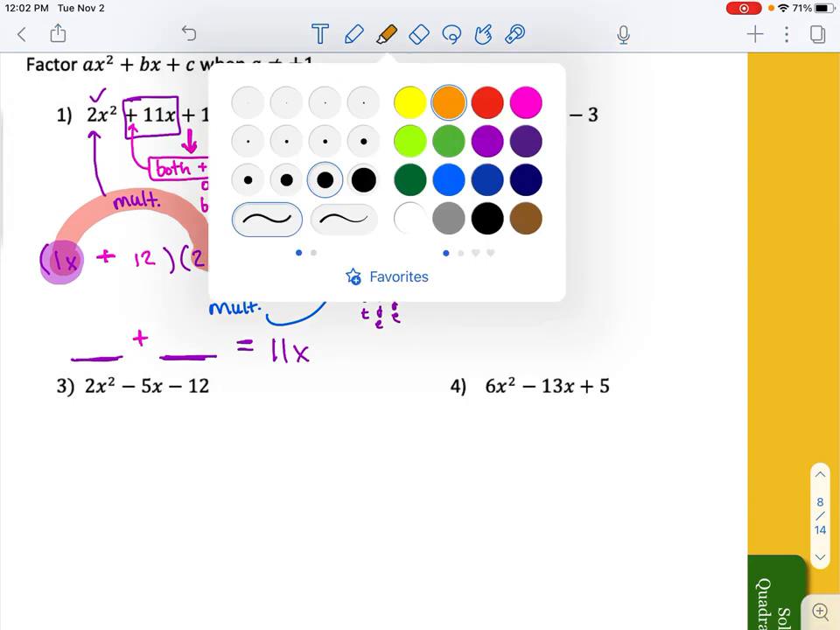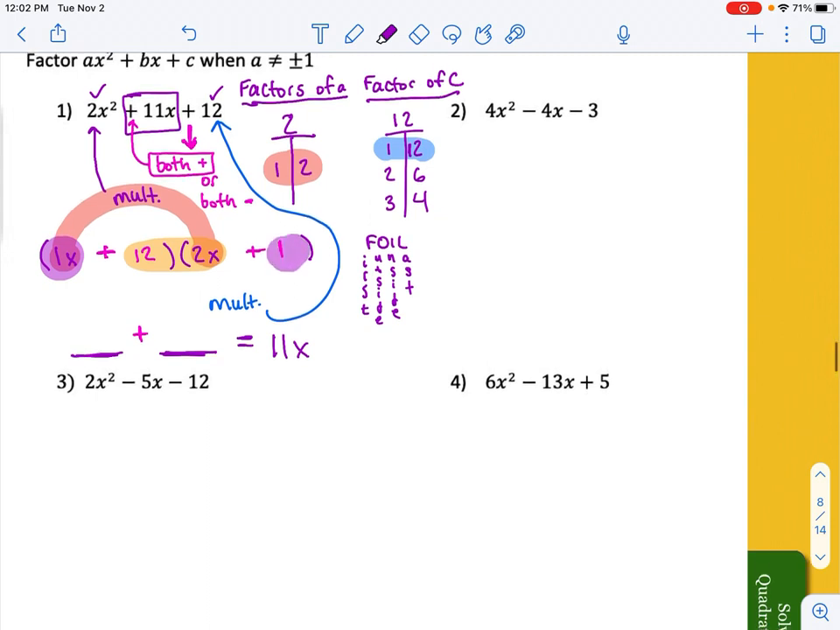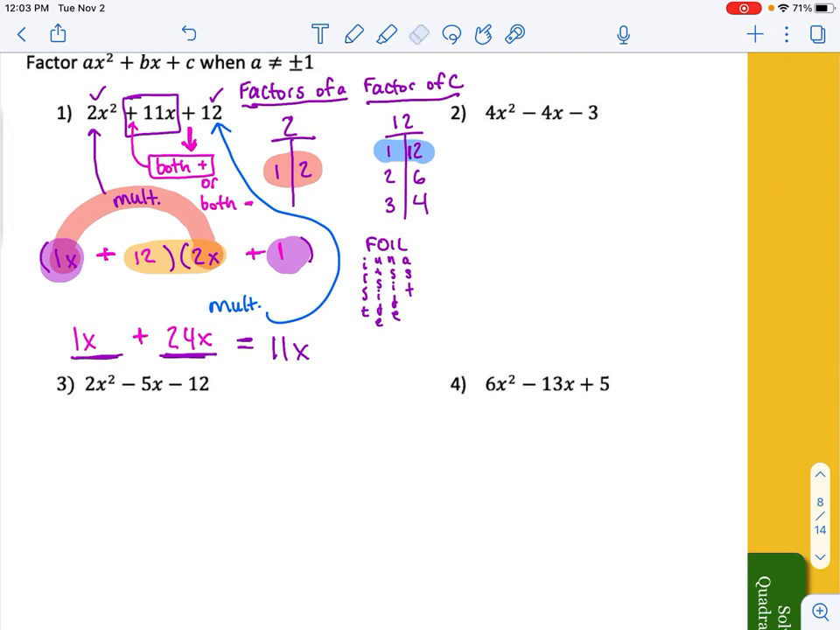If I flip them, I'm still gonna have to do my insides multiplied as well as my outsides multiplied. I actually end up getting a much bigger number. I end up getting 1x from the outsides and 24x from the insides. That's way bigger than 11, so we know that this first factor actually just doesn't work.